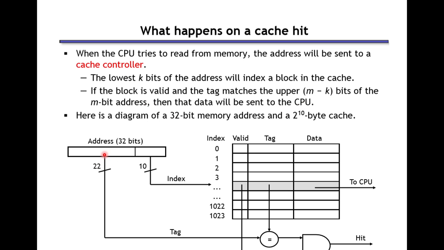So if you see here, this is called the tag. The tag will come here, and this tag also matched. So the cache tag and the address tag sent by the CPU both match. If they match, and the valid bit is also checked, these are given to the AND operation. So if it is 1, then it is a hit, and the data is given back to the CPU.